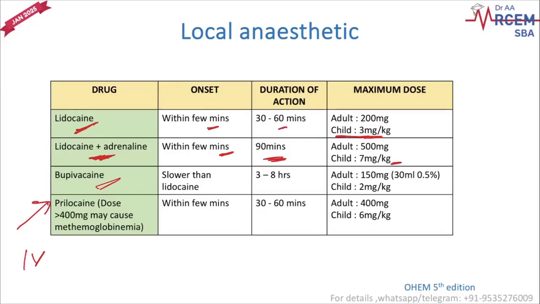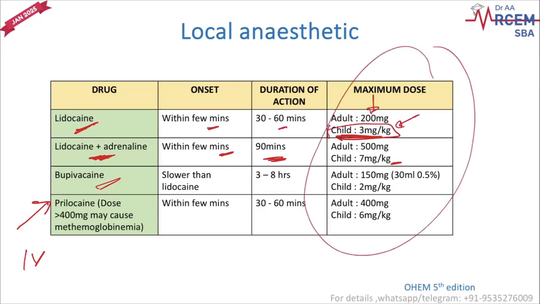Though I'm mentioning it in a child, it is 3 mg per kg, but you can use this same formula to calculate for the adult also if you're aware of the weight. If the weight is not given, then you can directly assume it is 200 mg. If the weight is given, then calculate according to 3 mg per kg. The same thing holds good for all the drugs I have mentioned here.